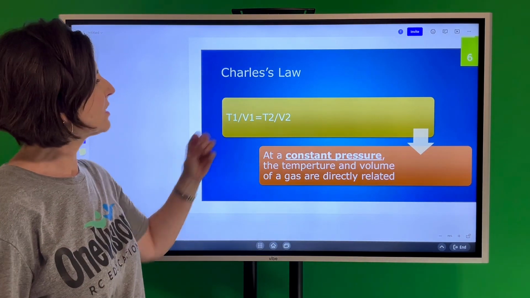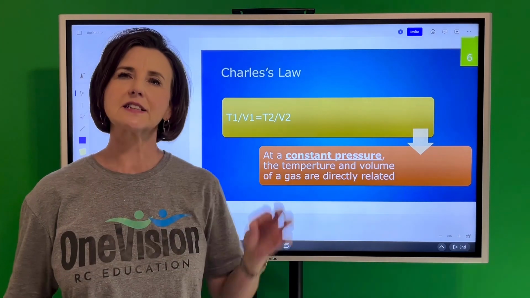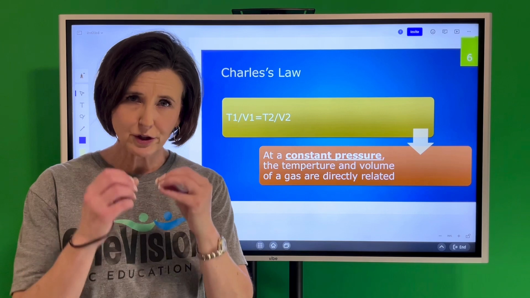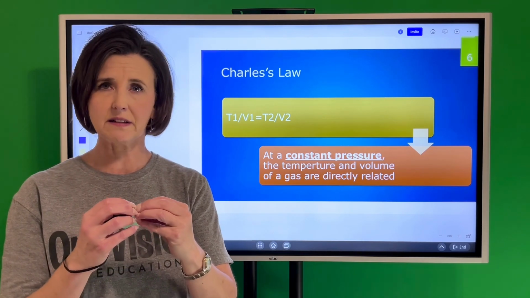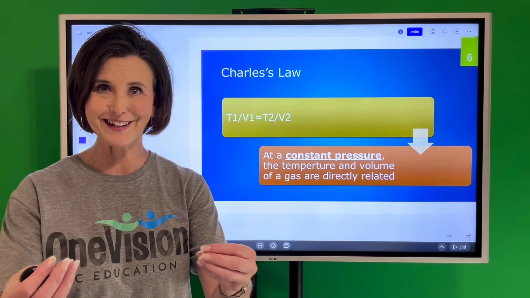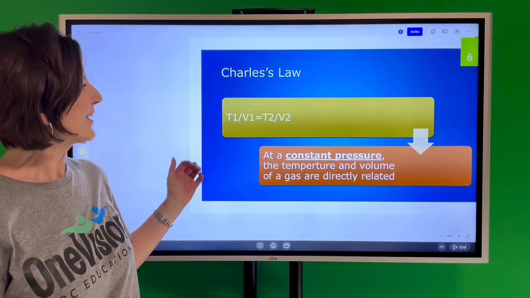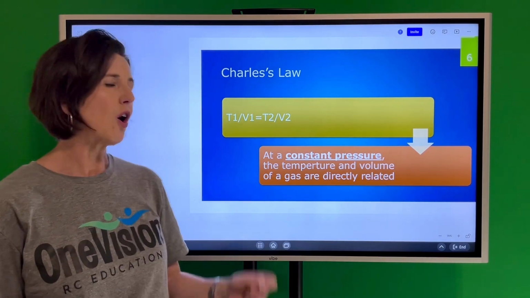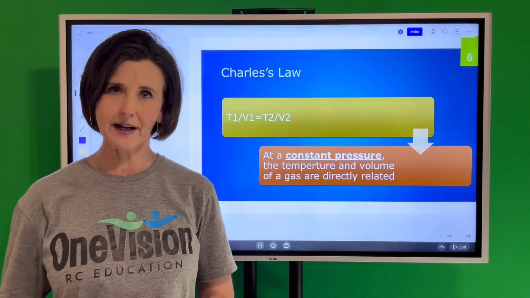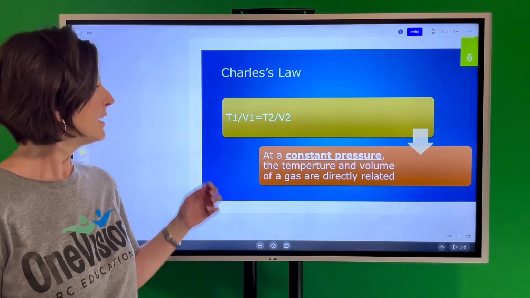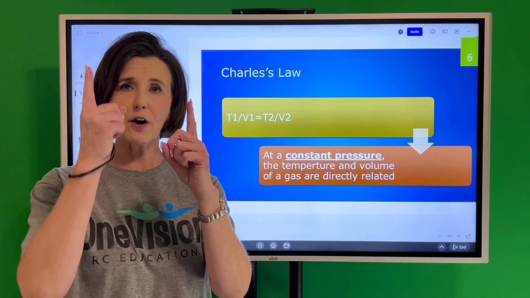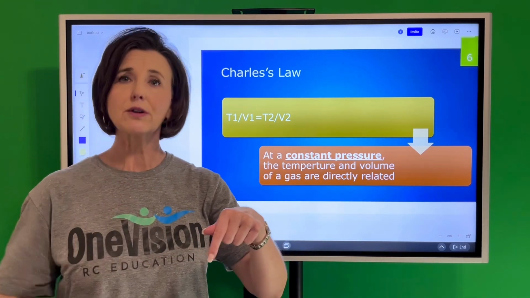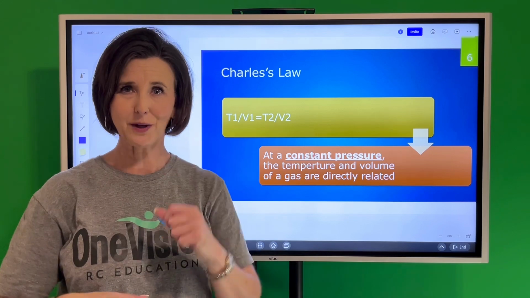So Charles's law says at a constant pressure. Now this is key here. In Charles's law, pressure has to be constant during the experiment that we're going to take you into the kitchen and do. So pressure is going to be constant, and that means temperature and volume are directly related. When pressure is constant, if temperature goes up, volume will go up, and vice versa. When temperature goes down, volume goes down. Let's watch this experiment.